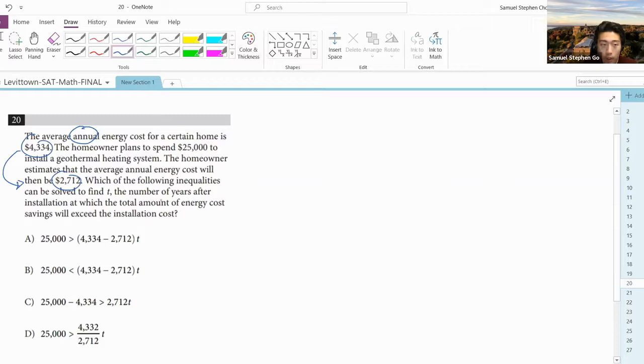Which of the following inequalities can be solved to find T, the number of years after the installation, at which the total amount of energy cost savings, that's important, cost savings, will exceed the installation cost? So let's do a couple things here. We know what the installation cost is. It's $25,000. So we could start writing that. $25,000 is the installation cost. Now it's asking us, how many years will it take for the total amount of cost savings?